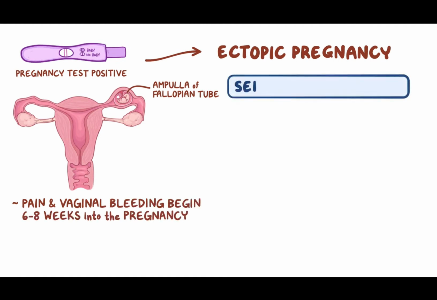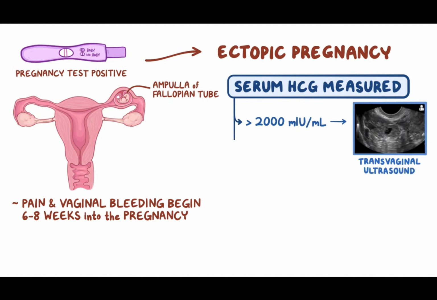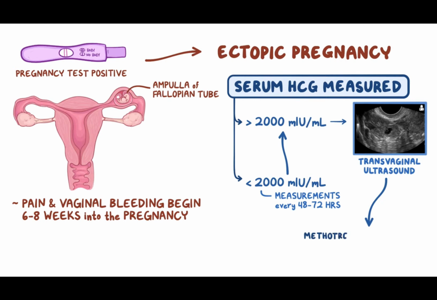For diagnosis, a serum hCG can be measured, and if it's above 2,000 milli-international units, or milliunits per milliliter, then the pregnancy, either intrauterine or ectopic, can be seen on transvaginal ultrasound. If the serum hCG level is below that mark, then serial measurements are done every 48 to 72 hours until it reaches 2,000 milliunits per milliliter. Afterwards, a transvaginal ultrasound can be done to see the ectopic pregnancy, and methotrexate or surgery can be done to terminate the pregnancy.